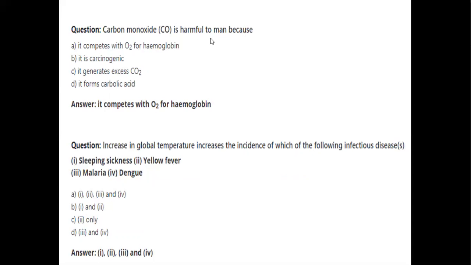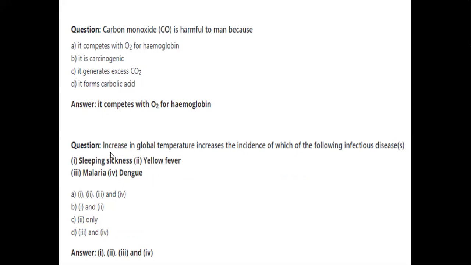Carbon monoxide is harmful to man because it competes with oxygen for hemoglobin, or it is carcinogenic, it generates excess carbon dioxide, it forms carbolic acid. It is not carcinogenic, it does not generate excess carbon dioxide, it does not form any carbolic acid. Your answer is option A: it competes with oxygen for hemoglobin, so it is harmful for man.